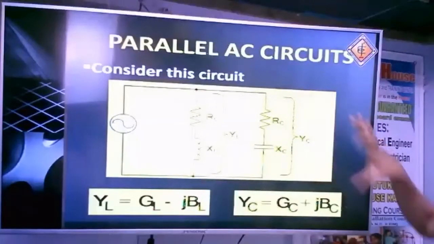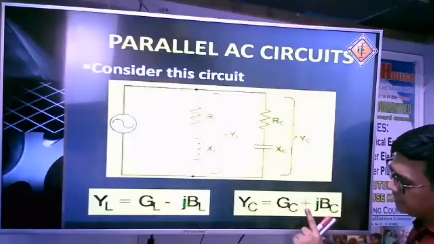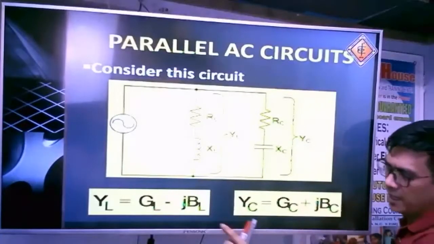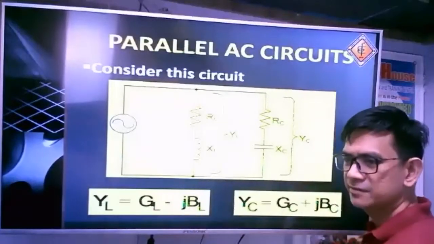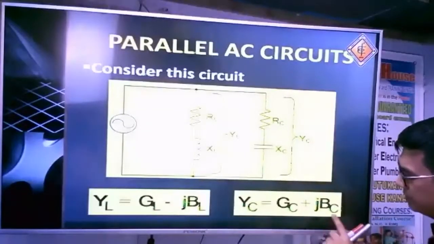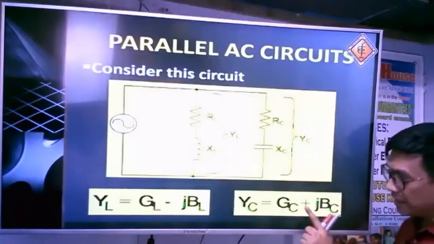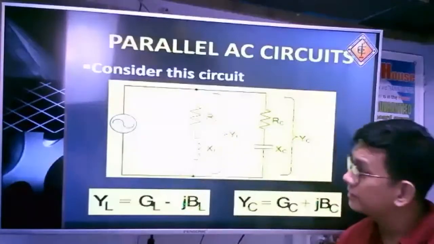Okay, so remember that our beta sub C is positive j, and our beta sub L is negative j. We've said last time that if it is capacitive, that is positive. Positive, capacitive. Negative, that is inductive.